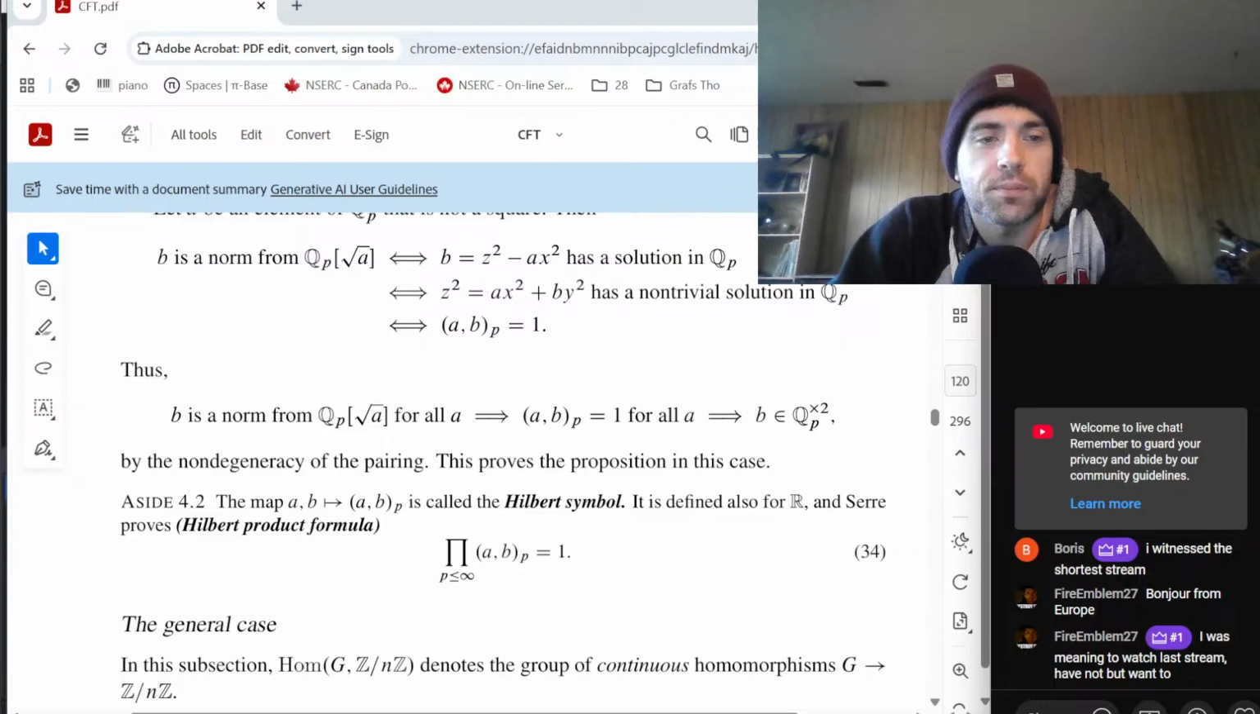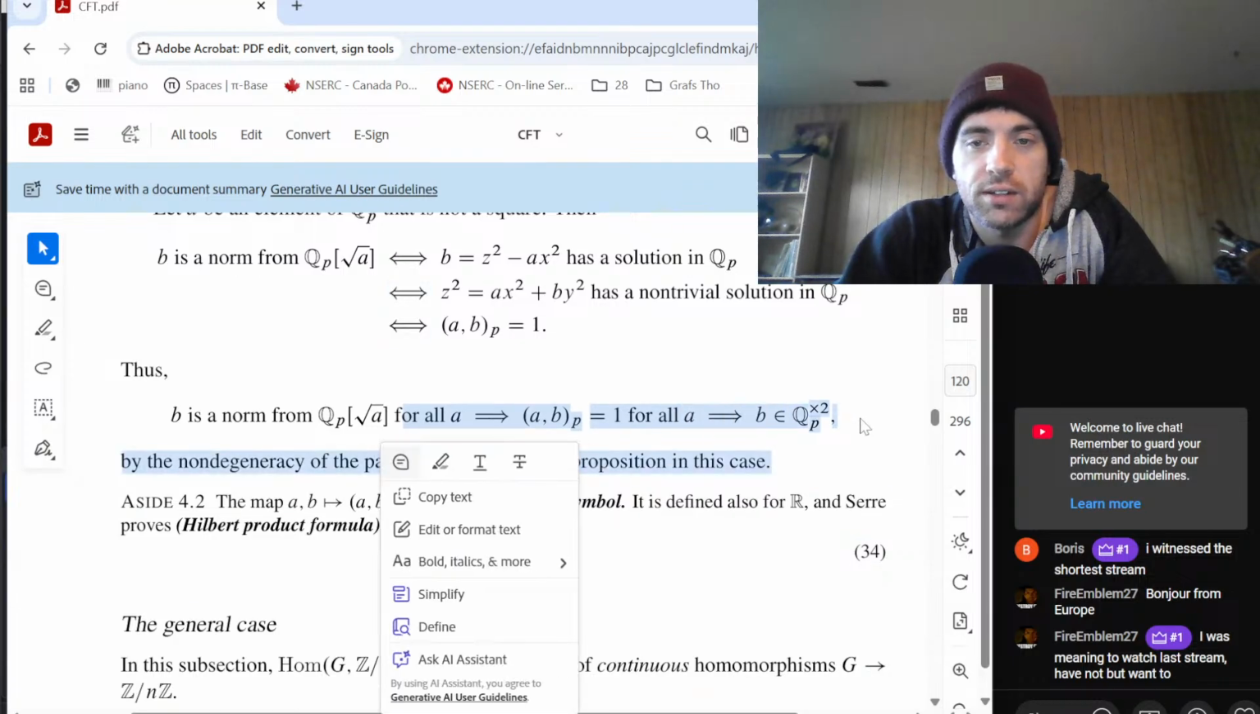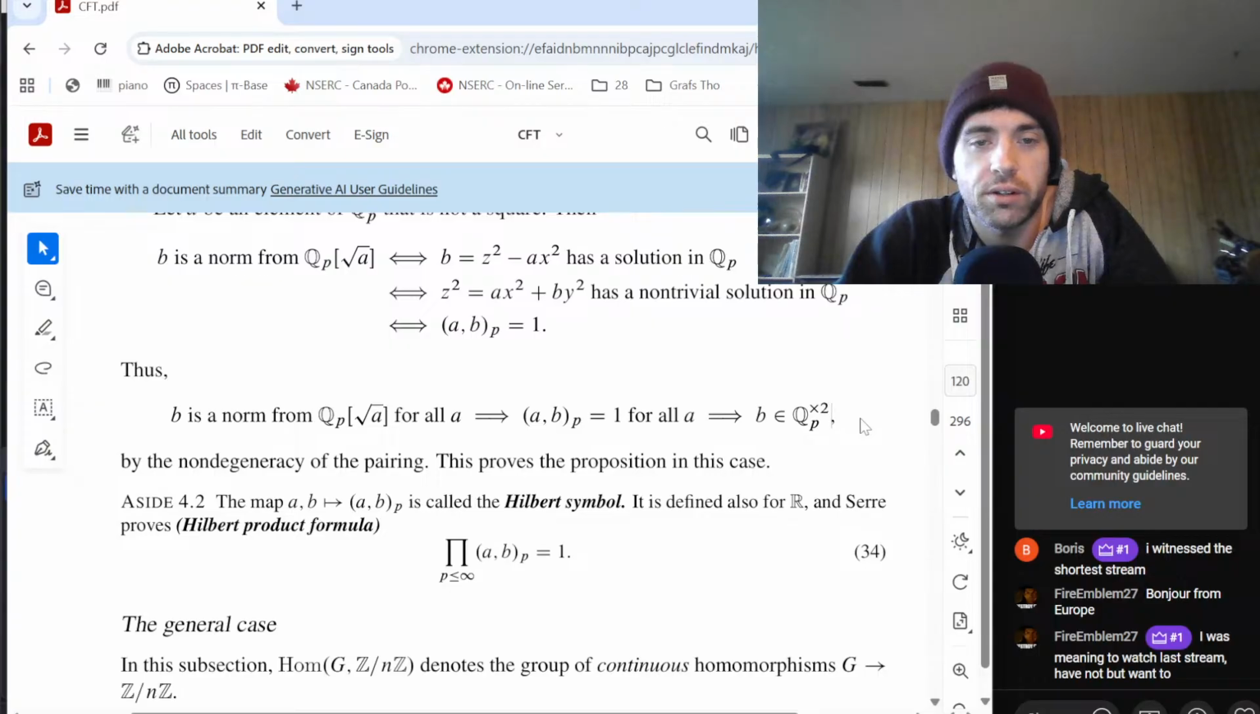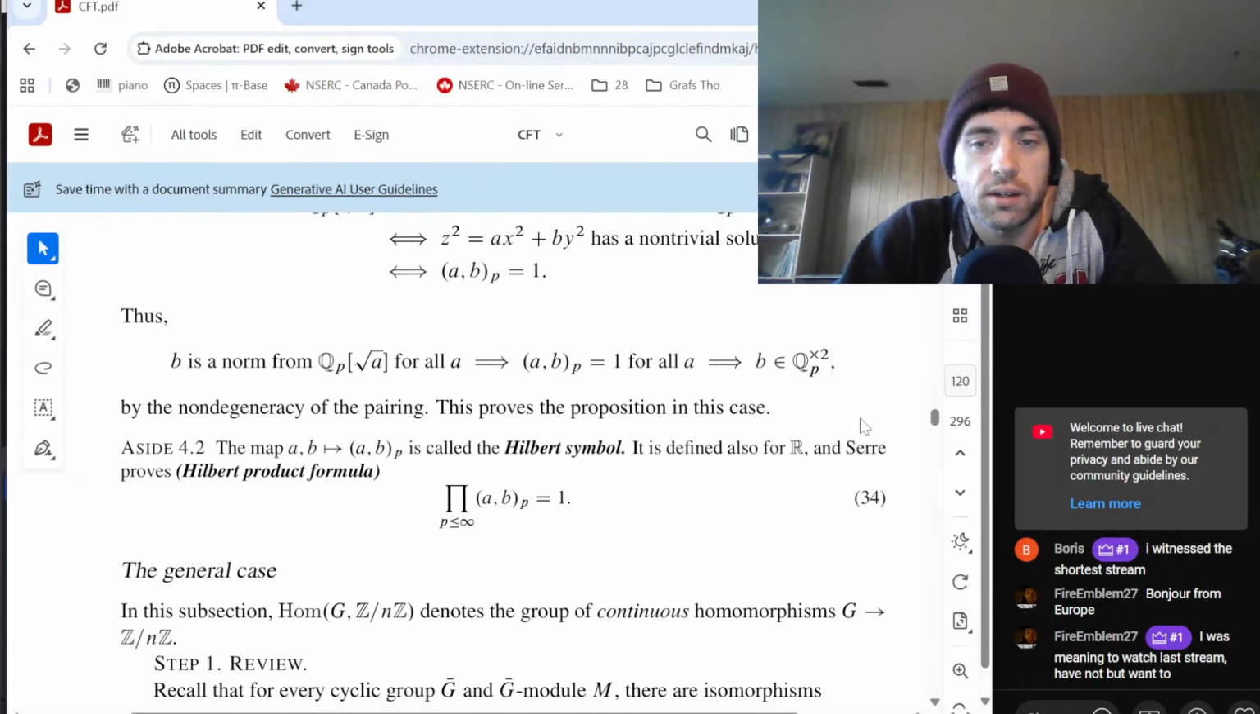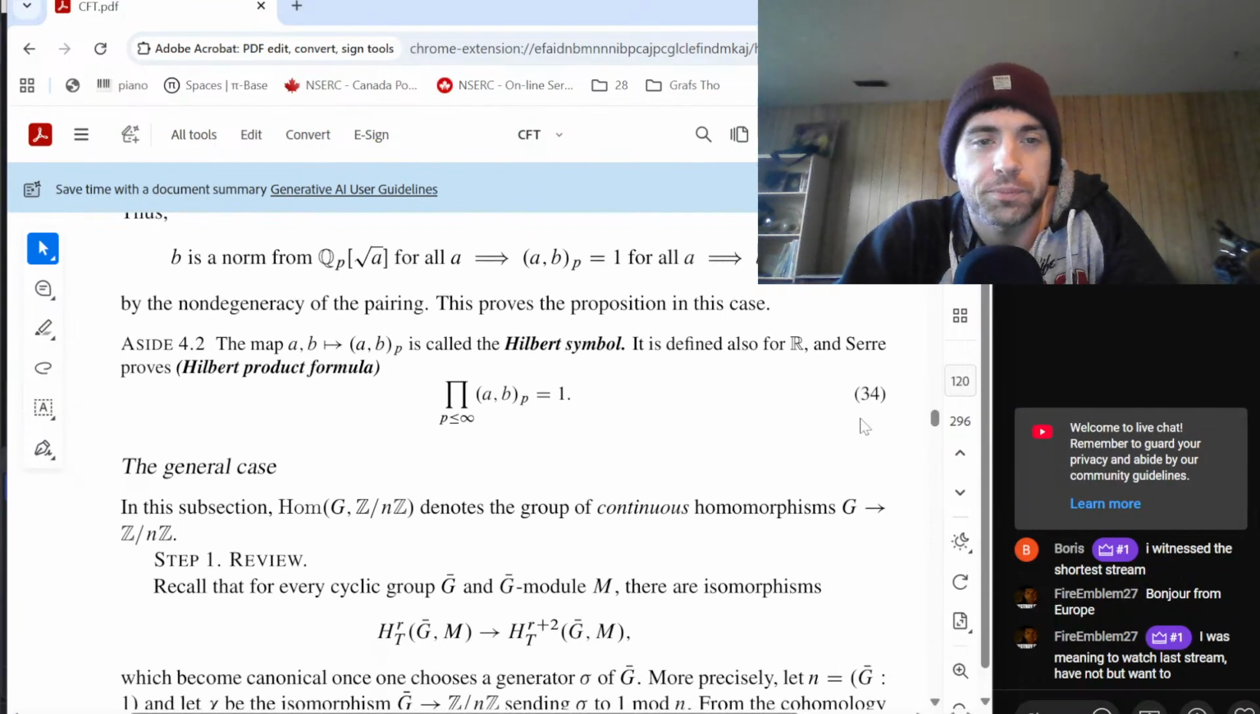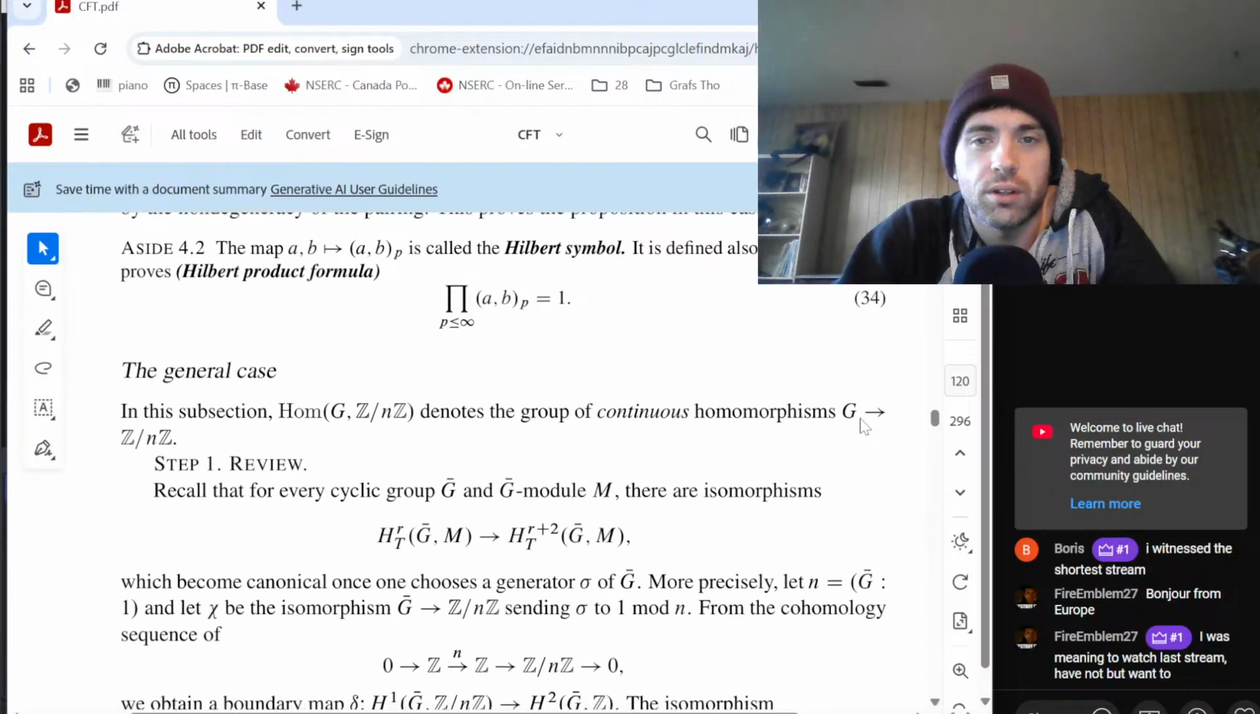Okay, so anyways, I guess the point of this is that B is a norm in Q_p adjoining the root of A for all A. If that is true, then this means the Hilbert symbol is 1 for all A, and that implies that B is a square. It is defined also for R, and Serre proves the product formula.